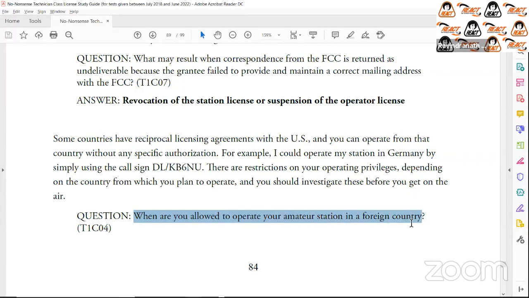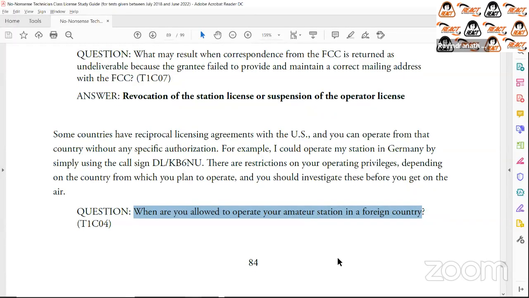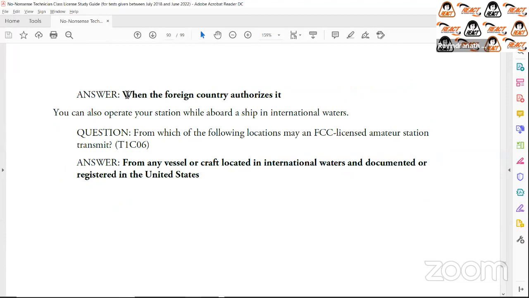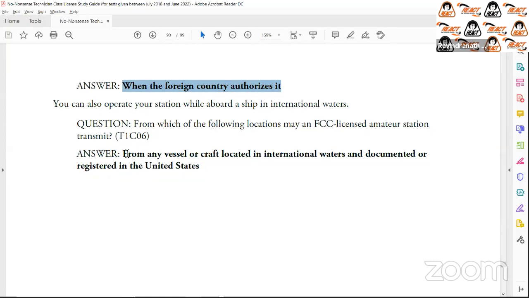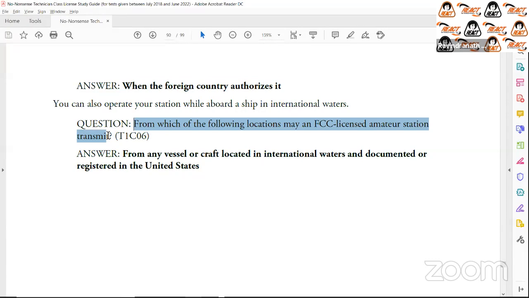When are you allowed to operate your amateur station in a foreign country? Well, you can when that foreign country authorizes it. As simple as that. At least for the technician class question, all right?